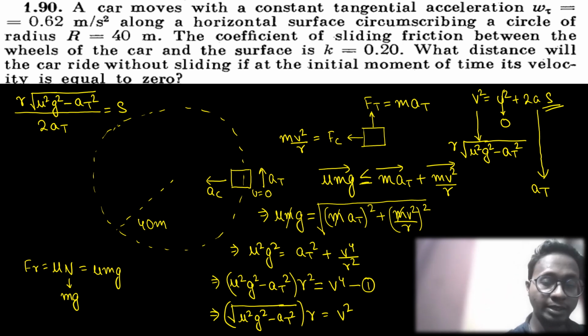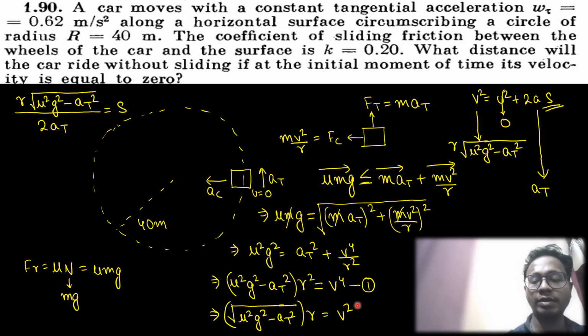Understood what I'm telling? Here, the friction force that is being provided by the ground on the wheels of the car is nothing but the total tangential acceleration plus centripetal acceleration. So total force is equal to mass into total acceleration. Since acceleration is a vector quantity, we found out the magnitude.